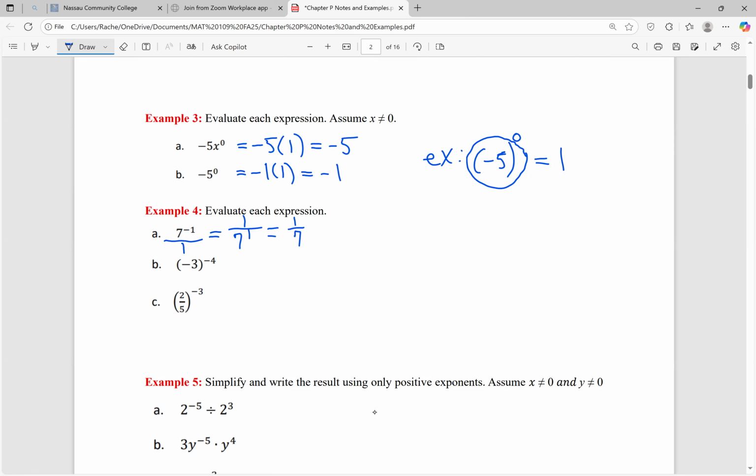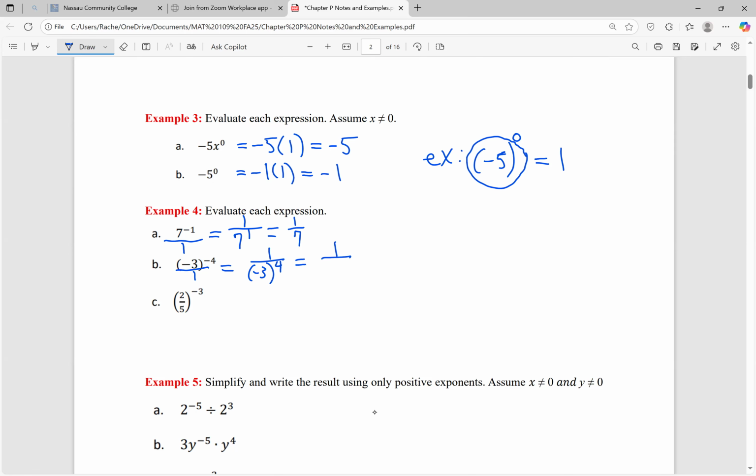So let's evaluate B now. In B, I have -3 raised to the -4th power. So again, I have to use my reciprocal, right? So this is going to be 1 over (-3), but now raised to the positive 4. So what's (-3) to the 4th power? I could evaluate that. That's -3 times -3 times -3 times -3.